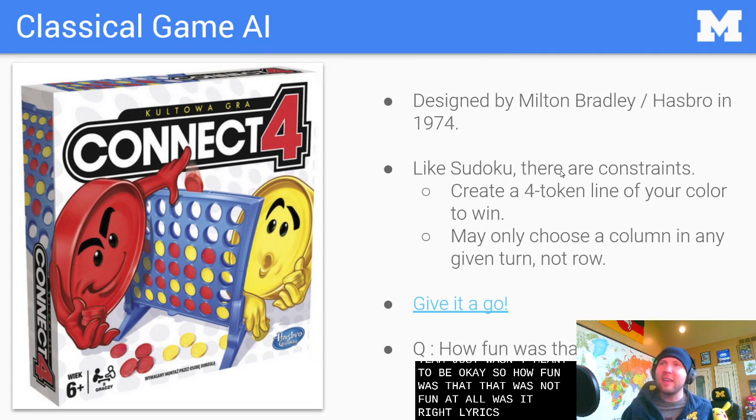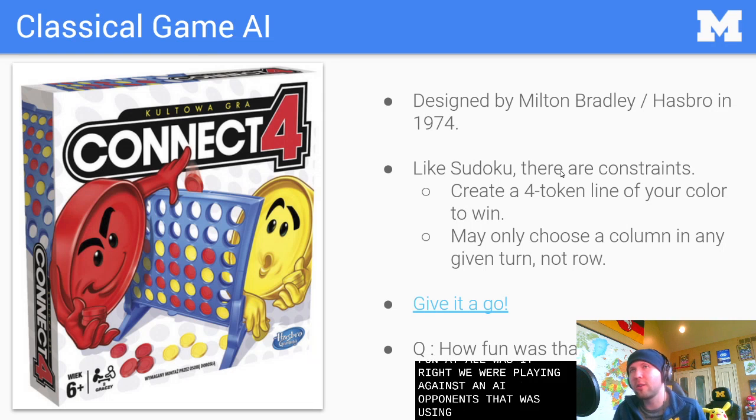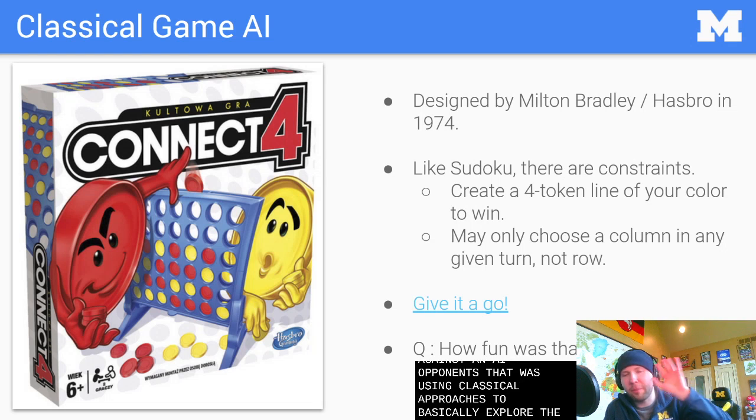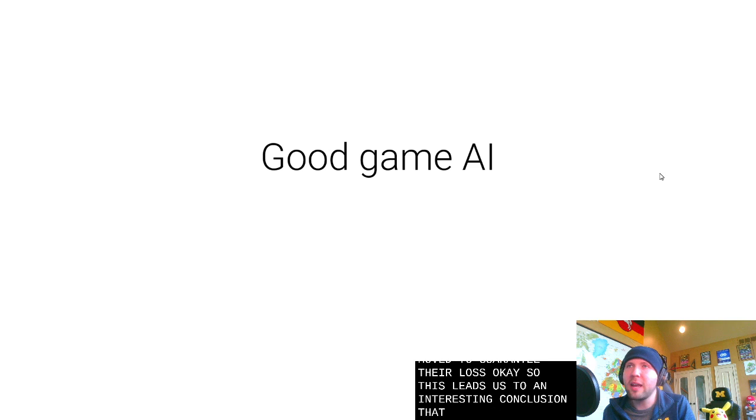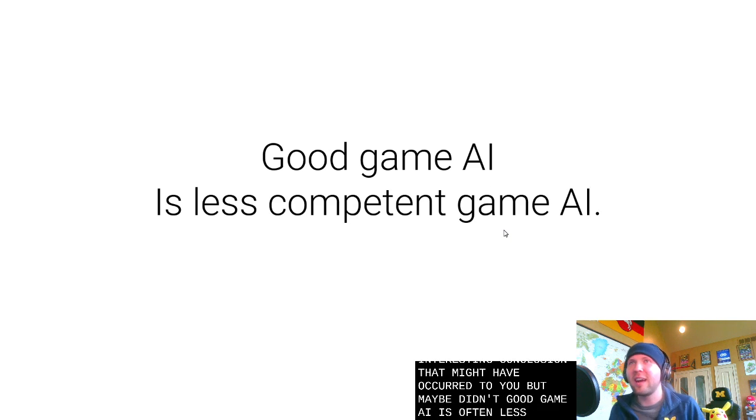Right? We were playing against an AI opponent that was using classical approaches to basically explore the possible state tree and know, okay, if the opponent does this, I can do this chain of moves to guarantee their loss, okay? So this leads us to an interesting conclusion that might have occurred to you, but maybe didn't. Good game AI is often less competent than AI.